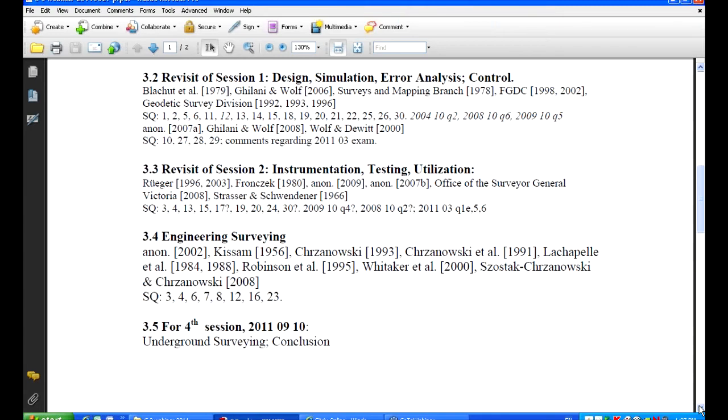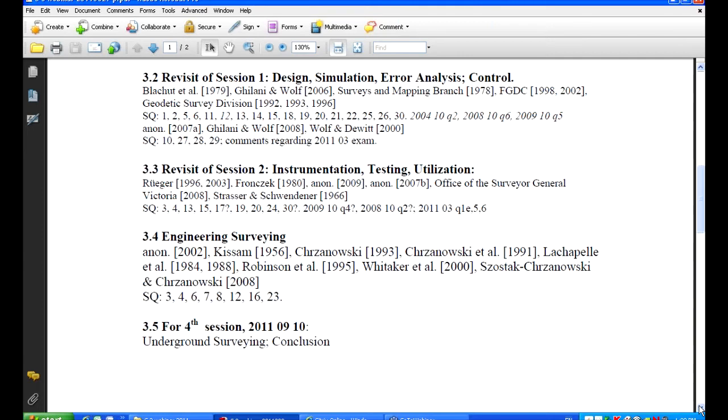The next one is Chernovsky 1993. And these are listed not necessarily in alphabetical order, but the order in which you should be consulting them. Chernovsky's 1993 paper is a general overview on both mining surveying, which is the topic of the next session, and engineering surveying, which in this particular instance was targeted at civil engineers.